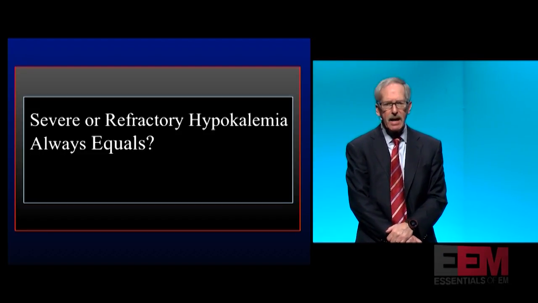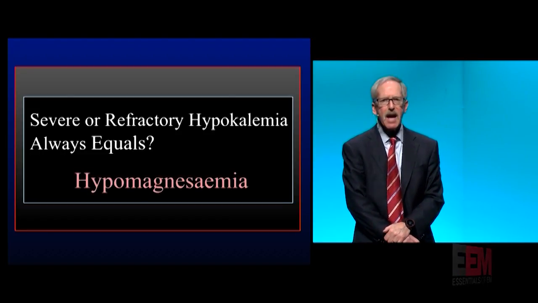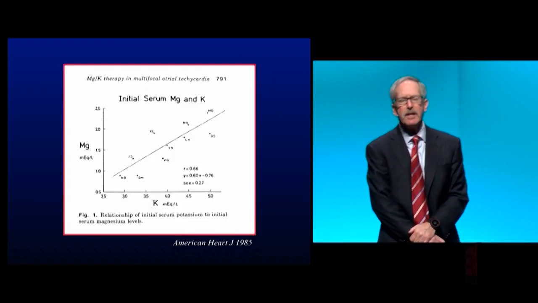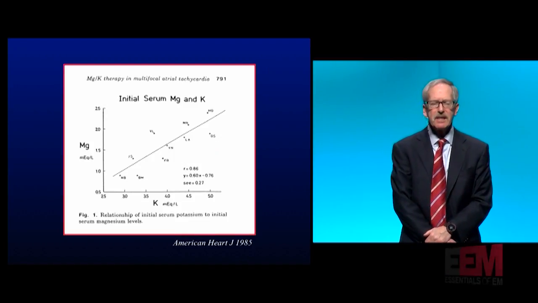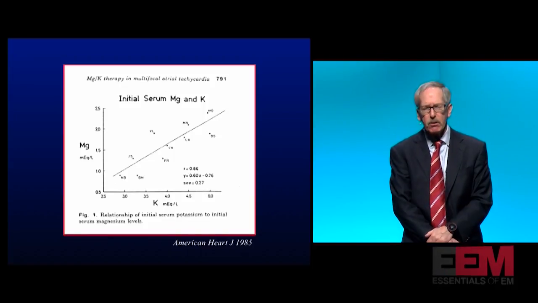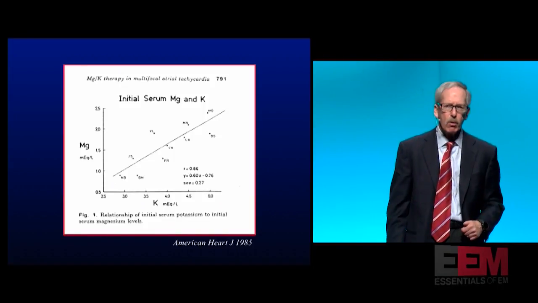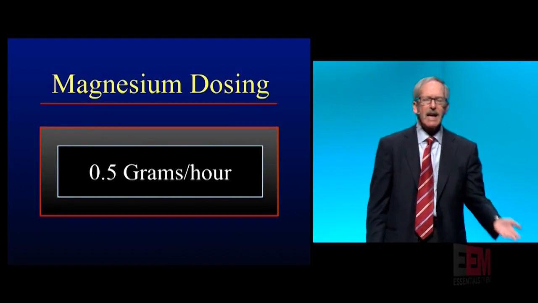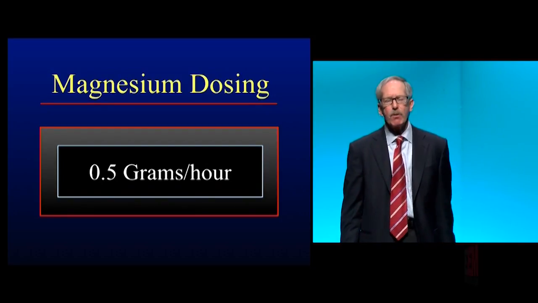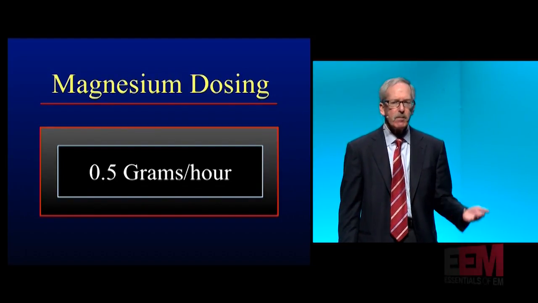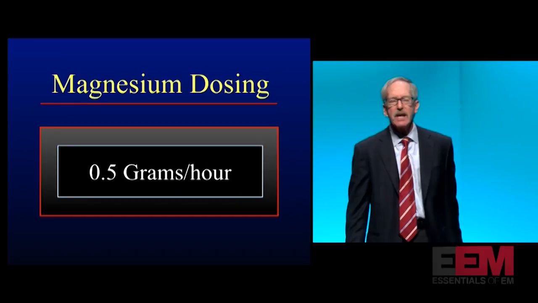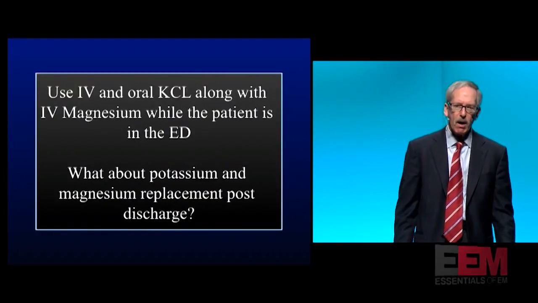Hypo-K, hypo-mag. If you give K, give mag. And so you're going to need to give magnesium too. The serum levels of potassium and the serum levels of magnesium, as you get lower and lower, correlate very well. And so while they're in the ED, a half a gram of mag an hour. But now, with 3.5 minutes left, let me start my talk.